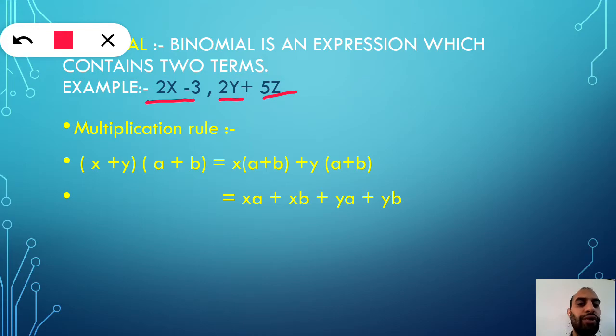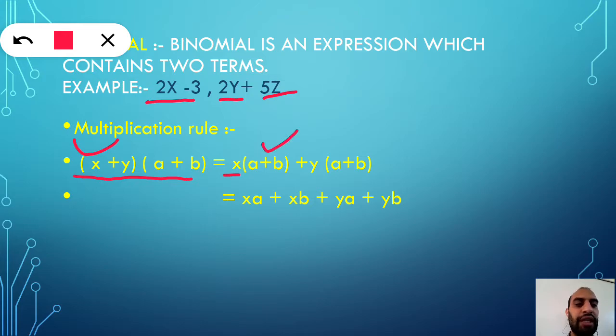So what is the rule when we have multiplication of a binomial? So let's come to the rule. For example, I have taken x plus y multiplied by a plus b. You can see here there are two brackets and both brackets contain two terms. So first thing is you need to take out the first term from the first bracket. That is x. Write x first, then write the second bracket as such, that is a plus b.